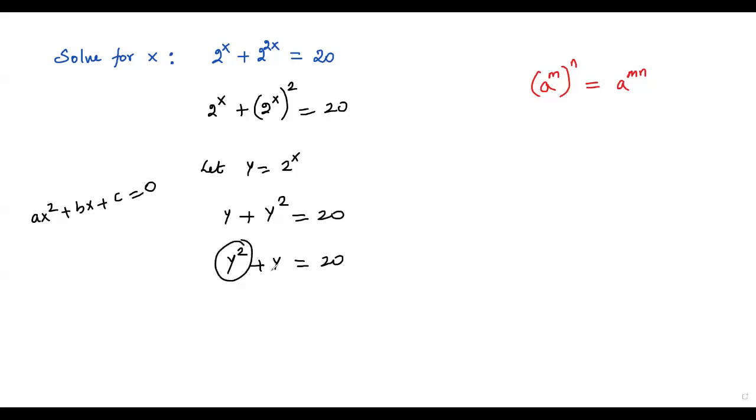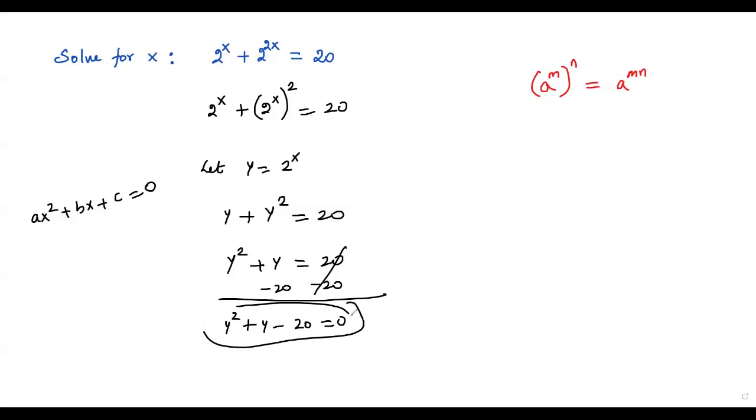Here we have the squared term and the variable with exponent 1 next, but we have the constant term on the right side. According to this form, we must have 0 on the right side. So we have to get rid of this 20. For that, I subtract 20 from both sides. When I do so, I get y squared plus y minus 20 equals 0. Now this quadratic equation is in standard form, and the coefficient of y squared is 1. So we can easily factor and solve this quadratic equation.